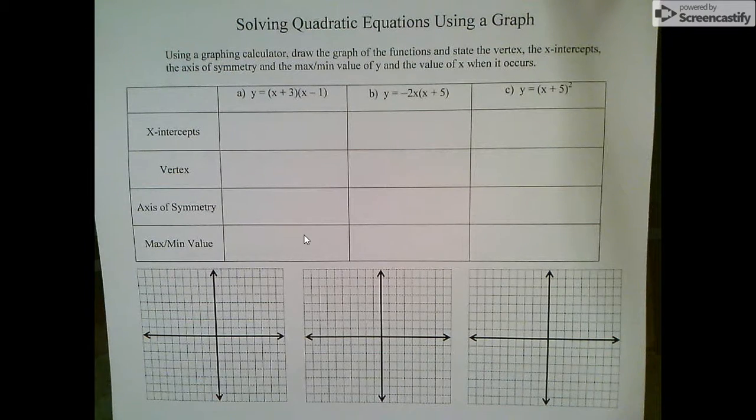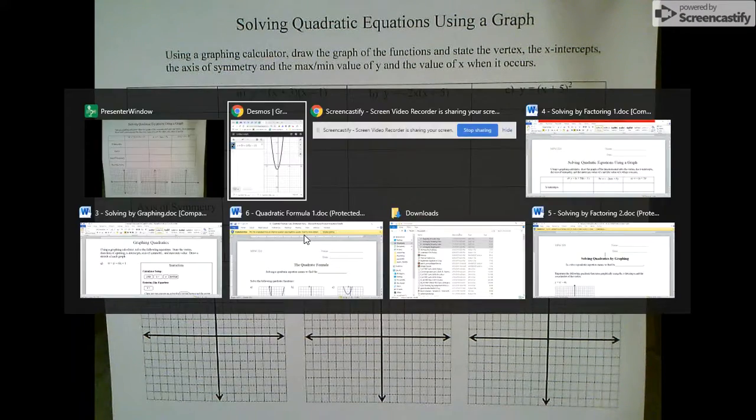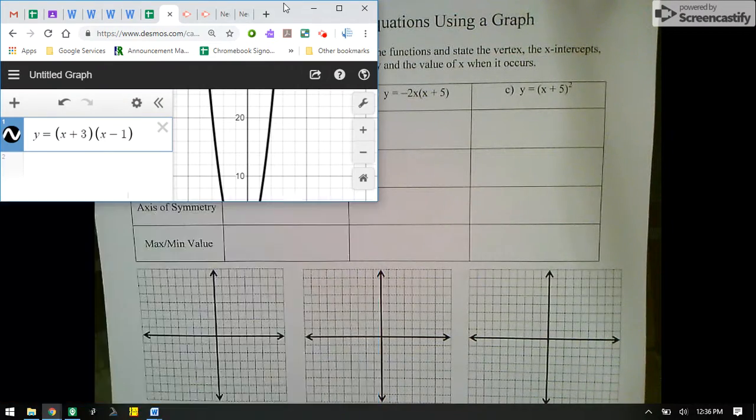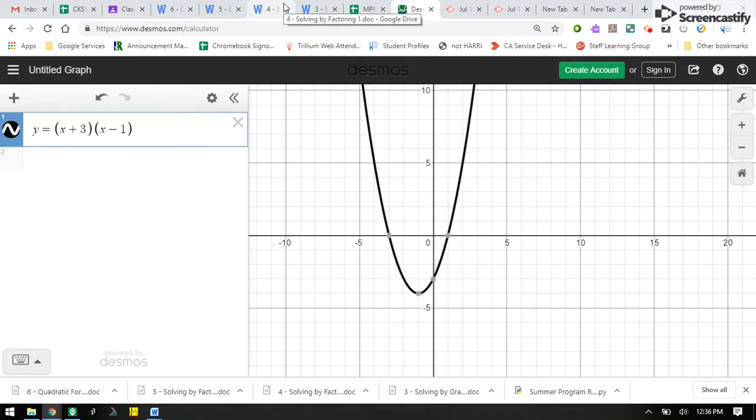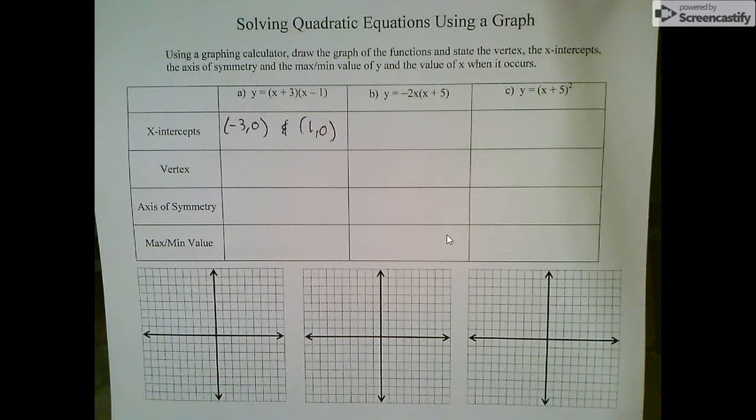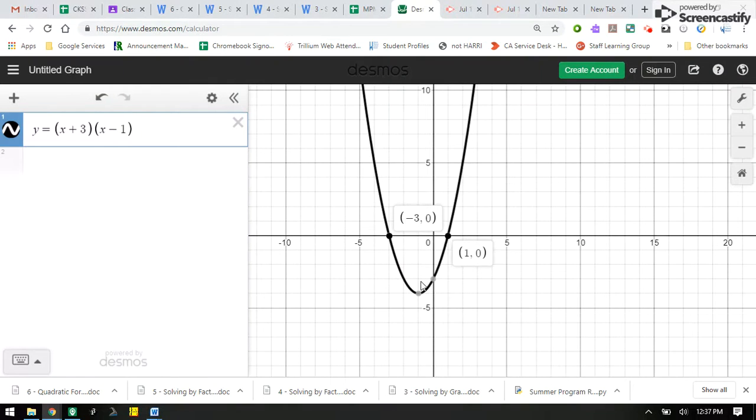There's our chart. Our x-intercepts are -3, 0, and 1, 0. There it is on the chart. And then our vertex is -1, -4.